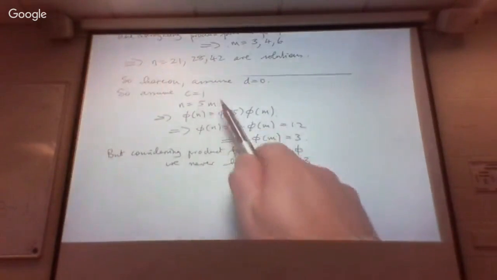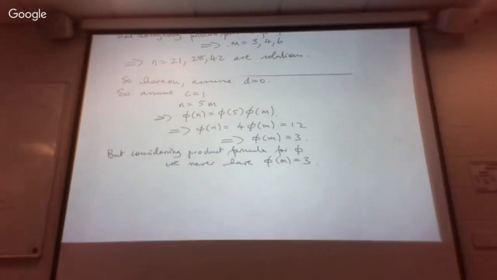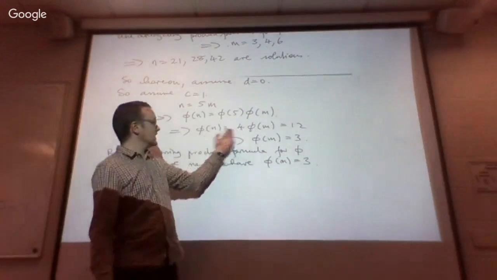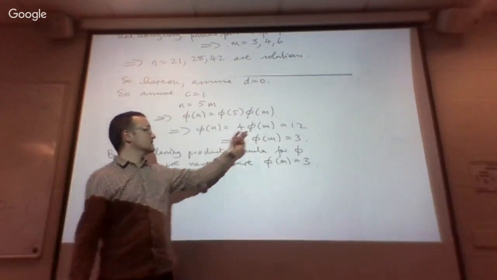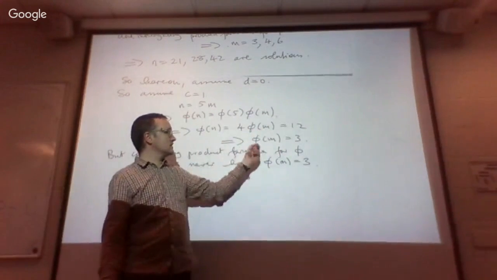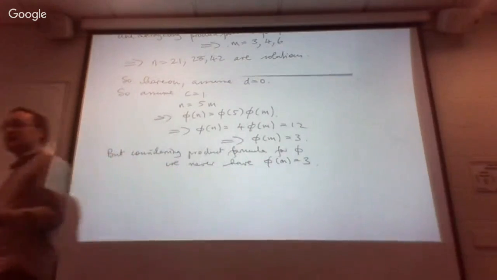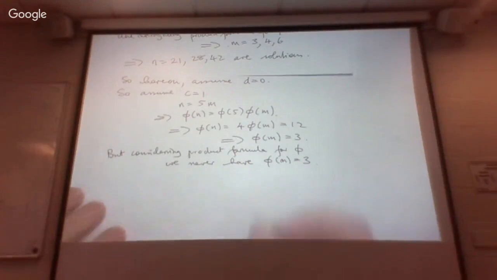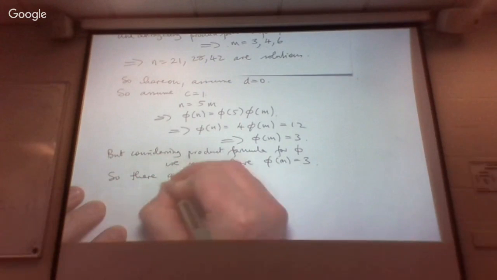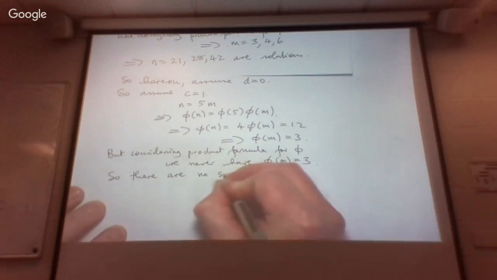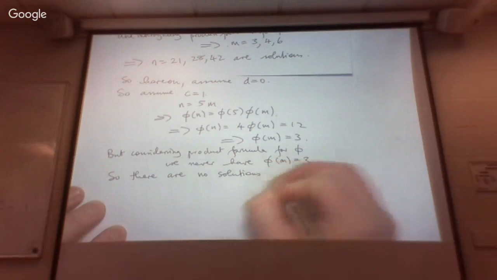So if c is equal to 1, if there is a factor of 5 in n, which would generate a 4 in the value of φ(n), which might be sitting here and give a value of 12, it just can't, because the other factor of 3 here would have to come from a φ(n), and that can never happen. So there are no solutions here. There are no solutions to φ(n) equals 12 here.